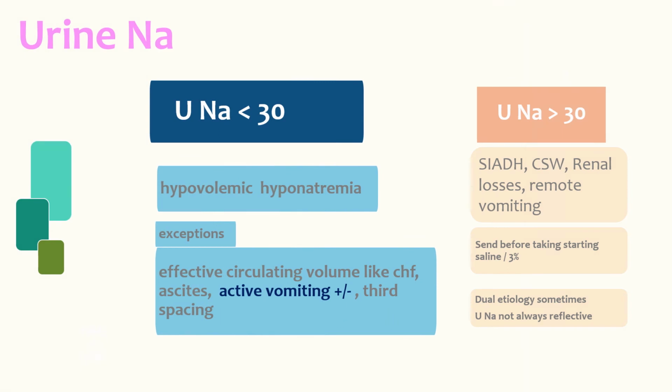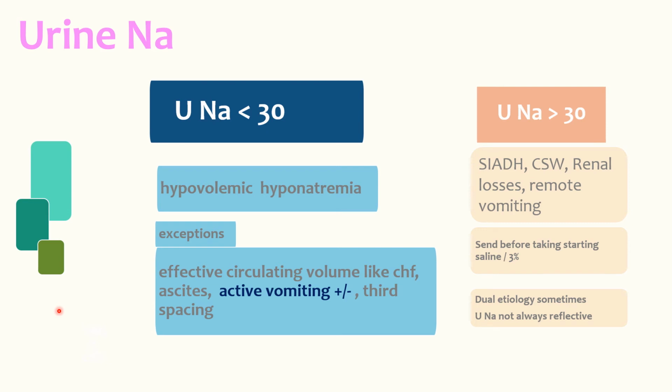Now, urine sodium, I've told you earlier, but just to make you more aware of this, you can see here a urine sodium of less than 30 is because of hypovolemic hyponatremia, and exceptions are when there is a decreased effective circulating volume like CHF, ascites, active vomiting, it may be plus minus, and third spacing. So these are conditions which are associated with fluid overload, but because they actually have intravascular depletion, in a way that is decreased effective circulating volume, their urine sodium is less than 30.